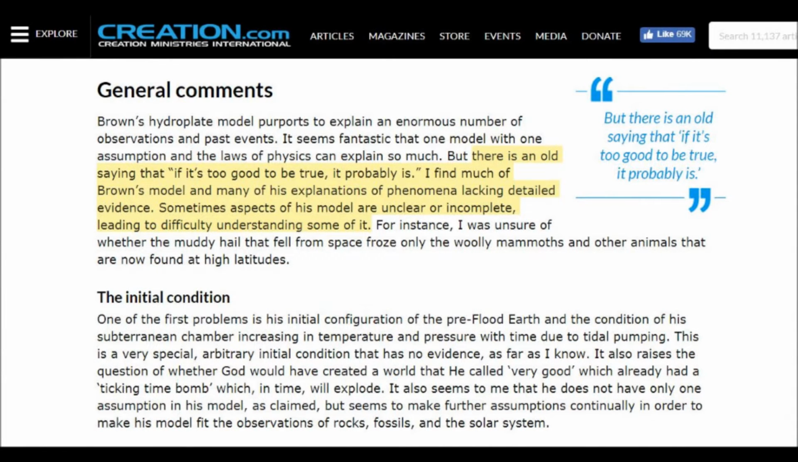There's an old saying that if it's too good to be true, it probably is. I find much of Brown's model and many of his explanations of phenomena lacking in detailed evidence. Sometimes aspects of his model are unclear or incomplete, leading to difficulty understanding some of it.